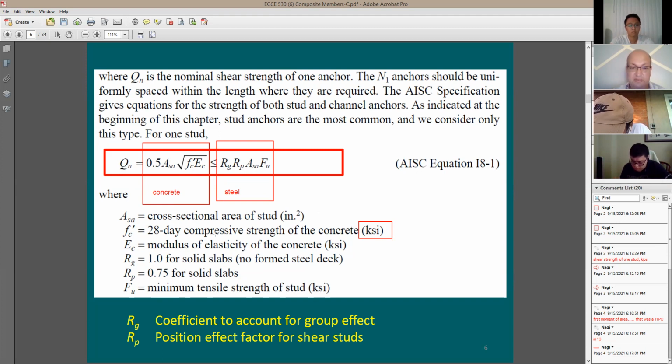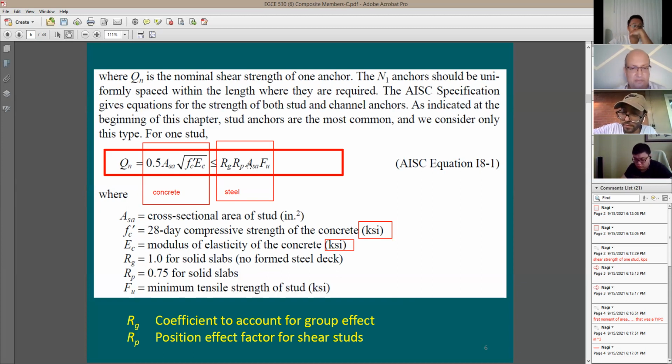You know how to find E sub c, right? We did it last time in the example. It's equal to 57,000 times the square root of f prime c, right? We discussed it last time, and we caught a mistake in the example that we copied from the book, where they showed it as 4 ksi, which was wrong. It has to be 4,000 psi in the ACI equation. But here, they're very specific. They say f prime c needs to be in ksi, and E sub c also needs to be in ksi. I say good.